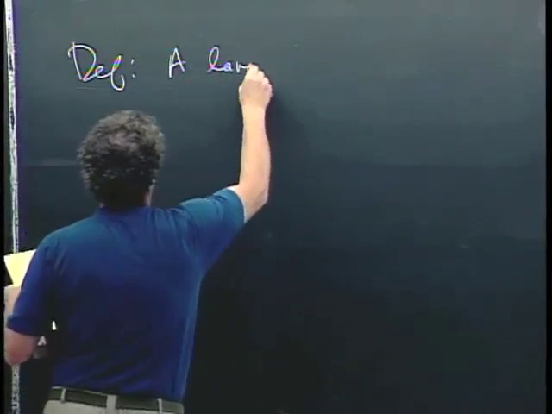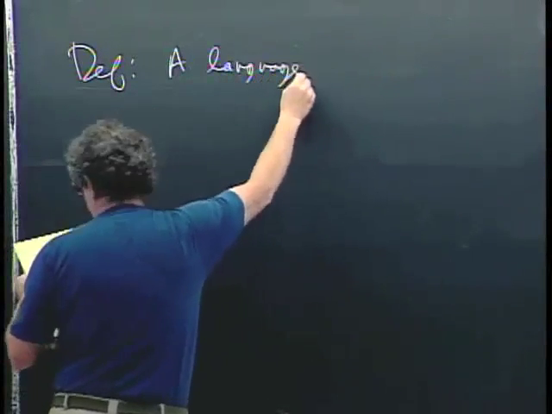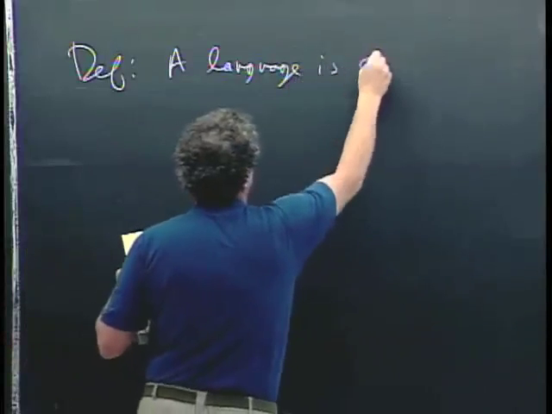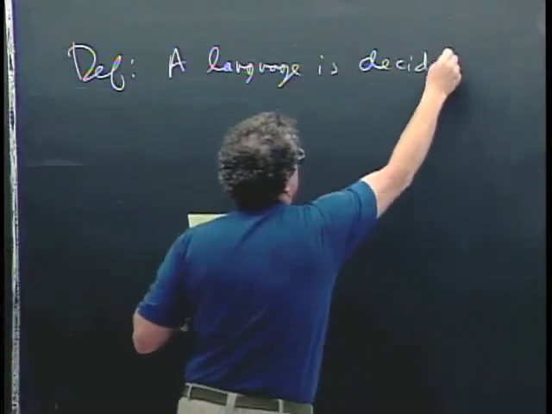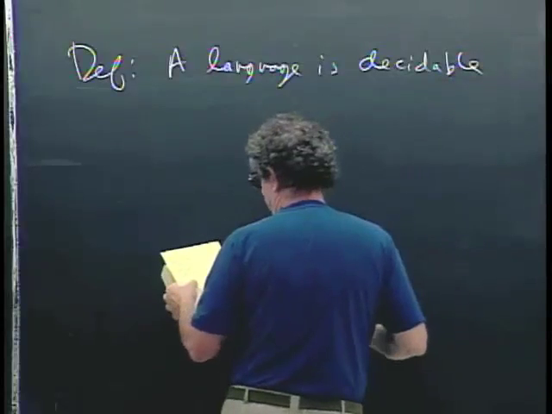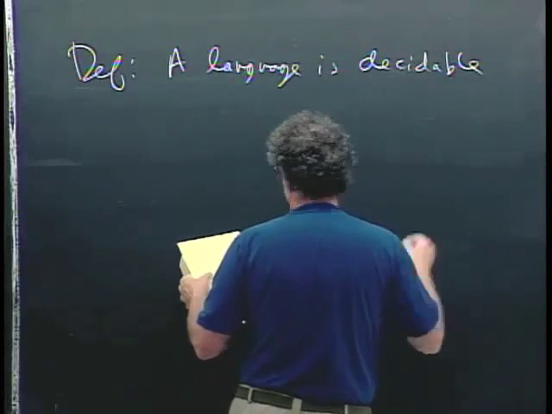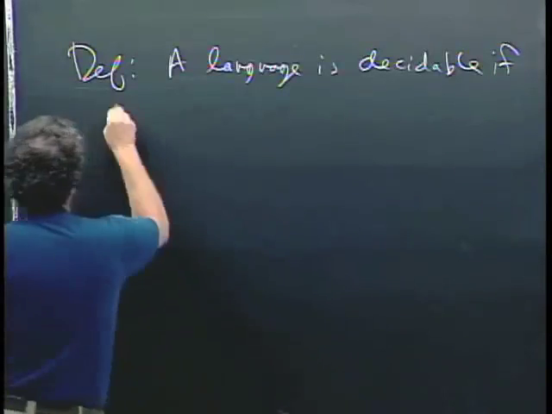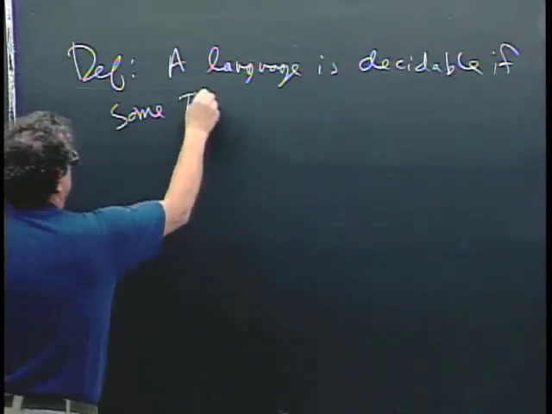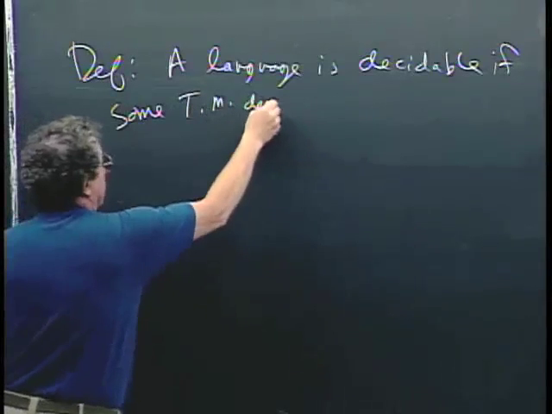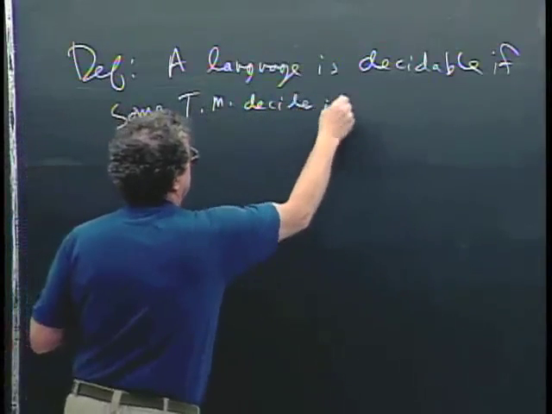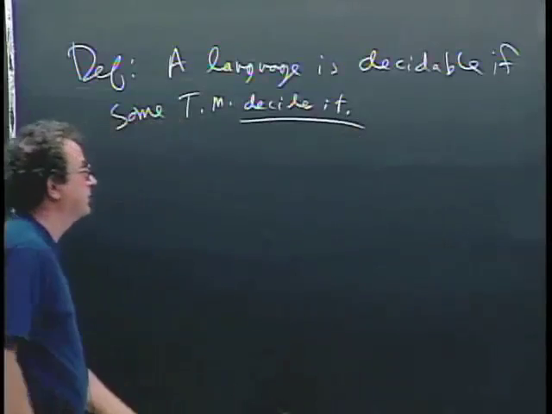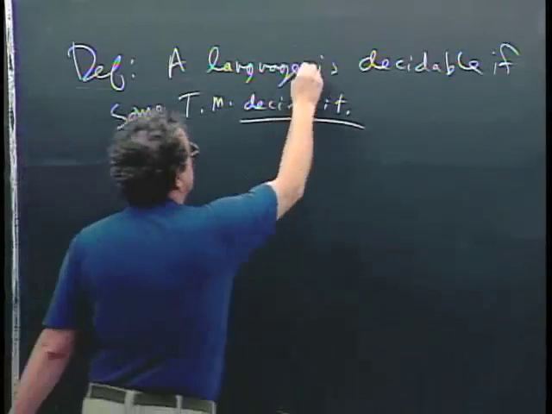Well, actually, this is sort of almost circular. A language is decidable, or sometimes called Turing decidable, if some Turing machine decides it. Well, okay, what does it mean for a Turing machine to decide the language?